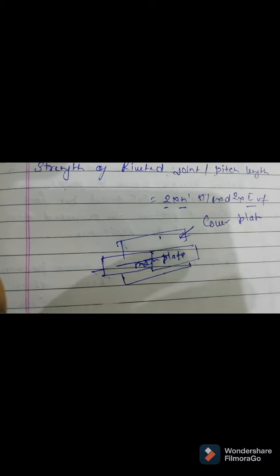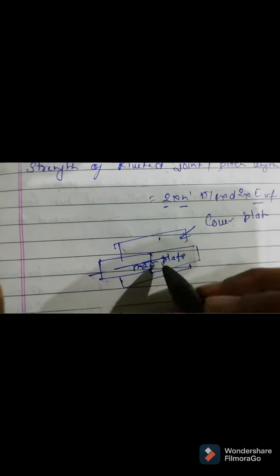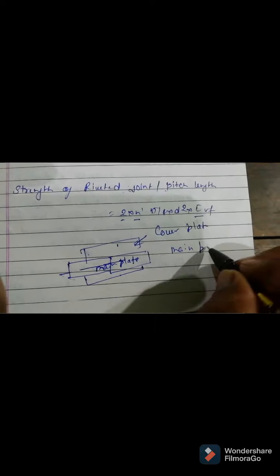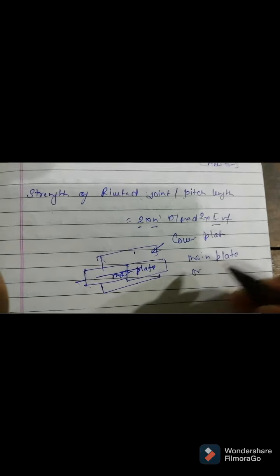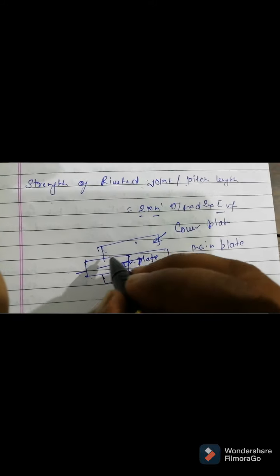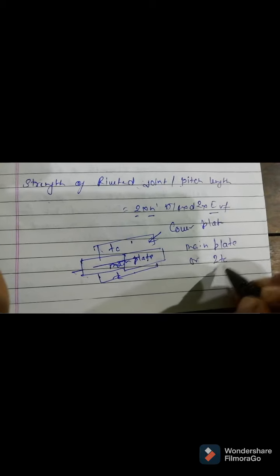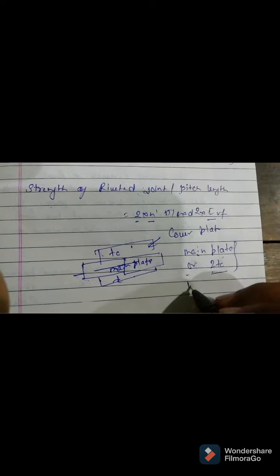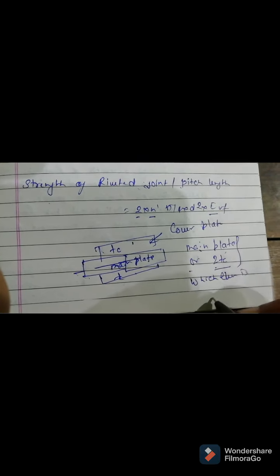So now, for the butt joint, we have to take the thickness of the thinner member. It is either the main plate, or the sum of the cover plates. Suppose this is the TC and this is the TC, that is 2 TC, main plate or 2 TC, whichever is less, we are going to take that.